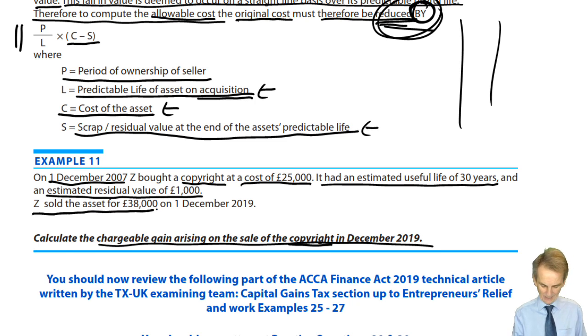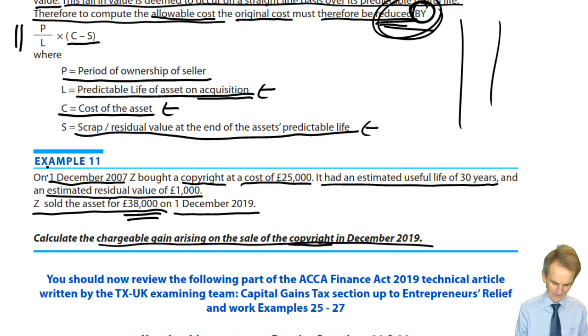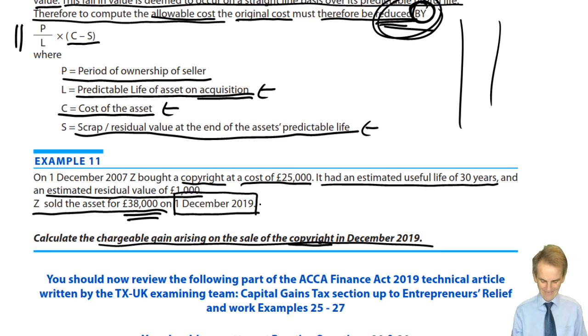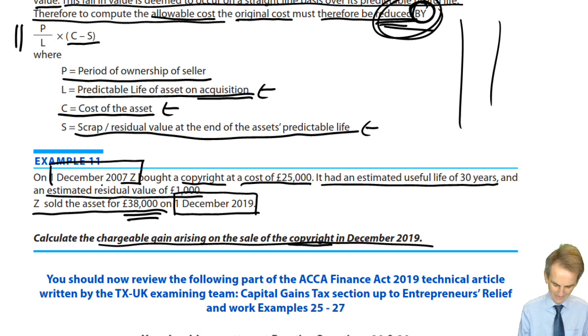Z sold the asset for 38,000. So there we go. We've now got our sale proceeds, 38,000, on the 1st of December 2019. A bit of time apportionment is going to have to be done. 1st of December 2007, 1st of December 2019. Therefore, we'll be able to work out, if we bought it on the 1st of December 2007 and sold it in 2019, 12 years have expired.